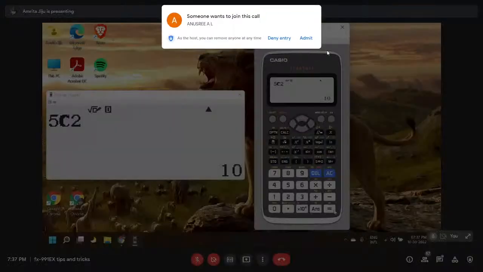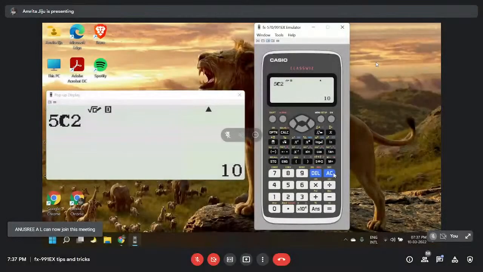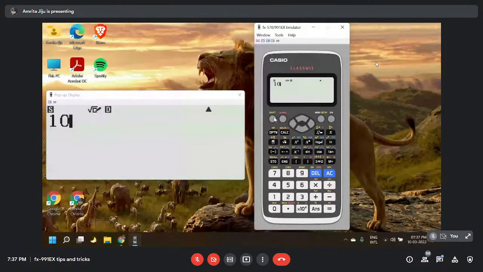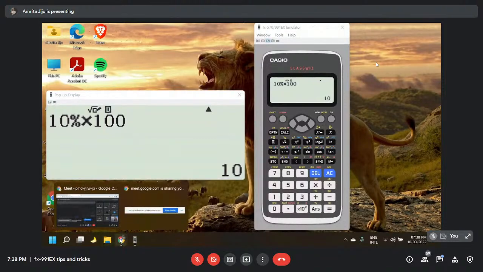That's 5C2. You will get the value for 5C2. So that was almost it. One more thing, if you want to find the percentage of a particular number, you just type the percentage, 10% of, say, 100. So you will get the answer like this. So this is a percentage symbol that covers almost all the buttons and their shift positions that you actually need for doing calculations. I hope that's clear for you guys.